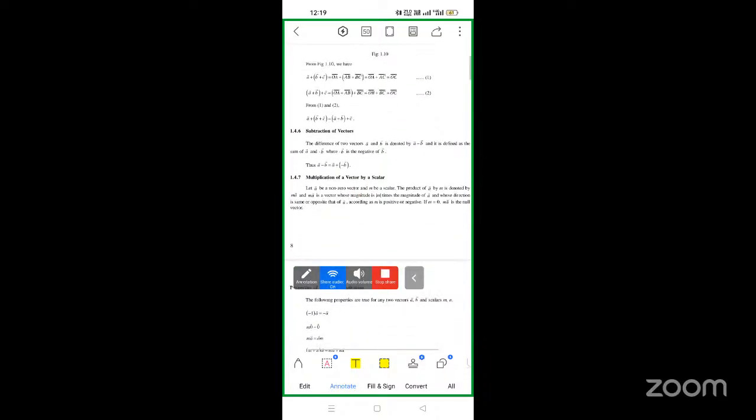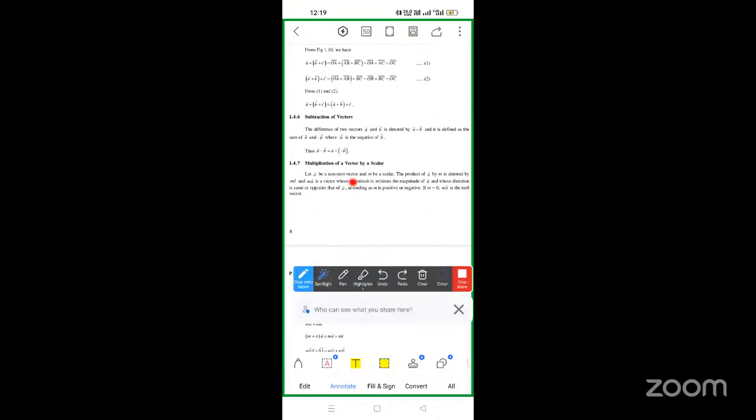So next, multiplication of vectors. Let A bar be a non-zero vector and M is a scalar. Then the product of A by M is denoted by M into A. M into A is a vector whose magnitude is mod M times the magnitude of A bar and whose direction is the same or opposite of A according to whether M is positive or negative. If M is equal to 0, then M into A is a null vector.